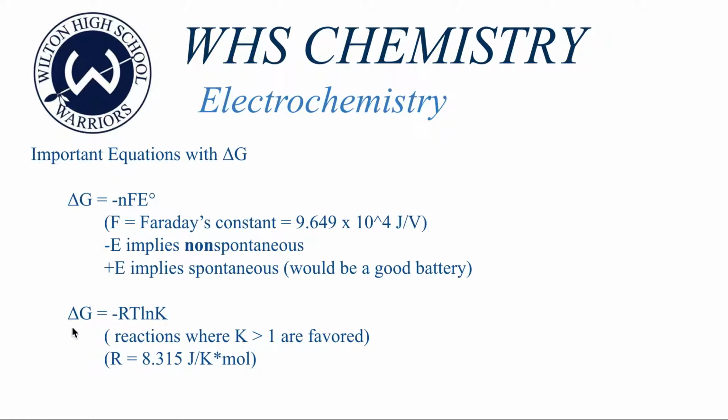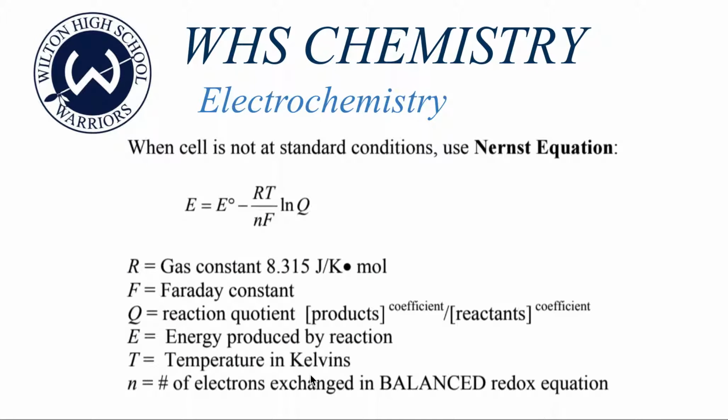Another equation is delta G equals negative RT ln of K. Reactions where K is greater than 1 are favored. When reactions are favored, that means it's spontaneous, so delta G would be negative. When K is greater than 1, the ln of K is positive. Therefore, the negative RT ln of K would be negative, therefore spontaneous and favored. And don't get confused between the constants. There's the gas constant, which is 0.0821, but don't get confused between those, because R in this case is 8.315.